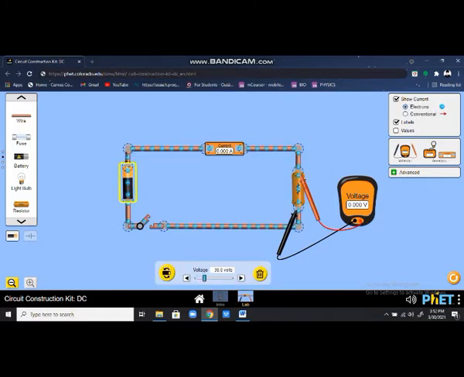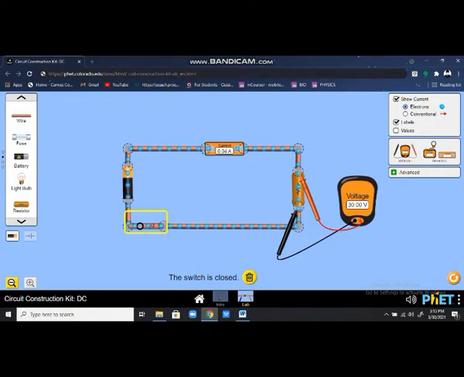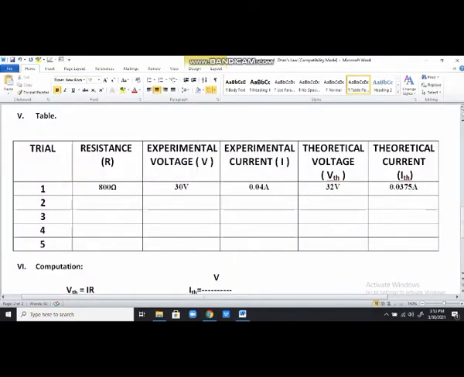After closing the switch, we started gathering data by simply setting the battery's voltage to our choice and adjusting the resistor's value in an increasing order all throughout the 5 trials. After gathering all the data needed, we then proceeded in doing the computations of the theoretical voltage and the theoretical current. For the theoretical voltage, we just simply multiplied the experimental current and the resistance. And for the theoretical current, we just simply divide the experimental voltage to its resistance. We used the same formula in all 5 trials.